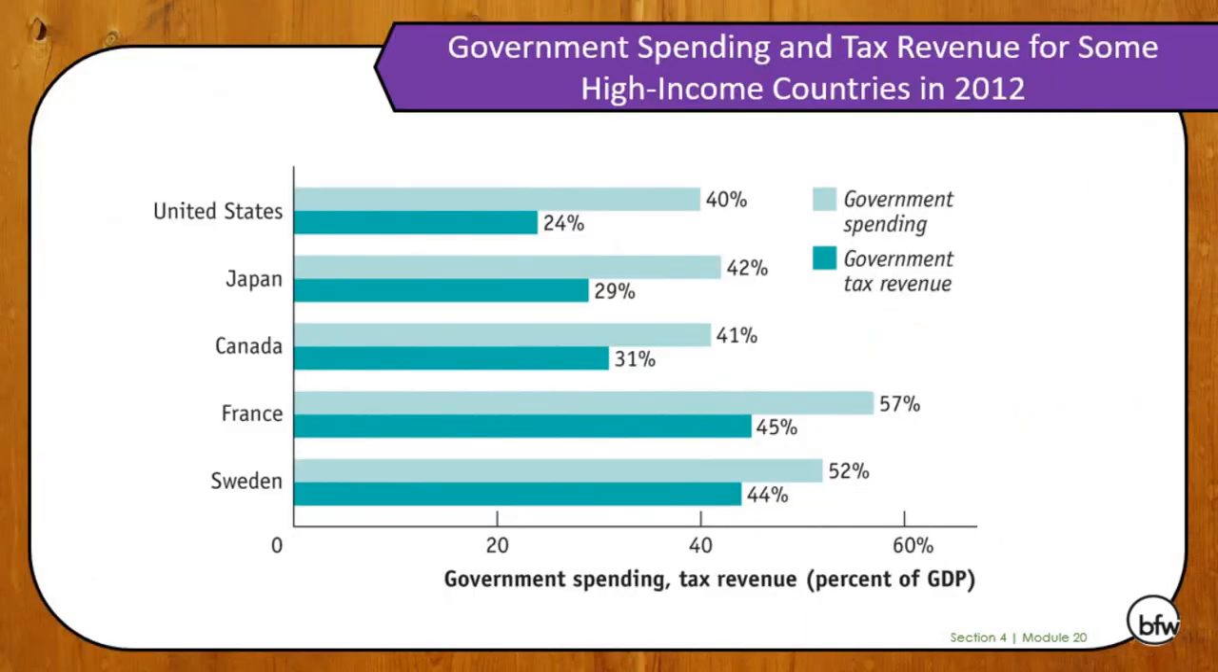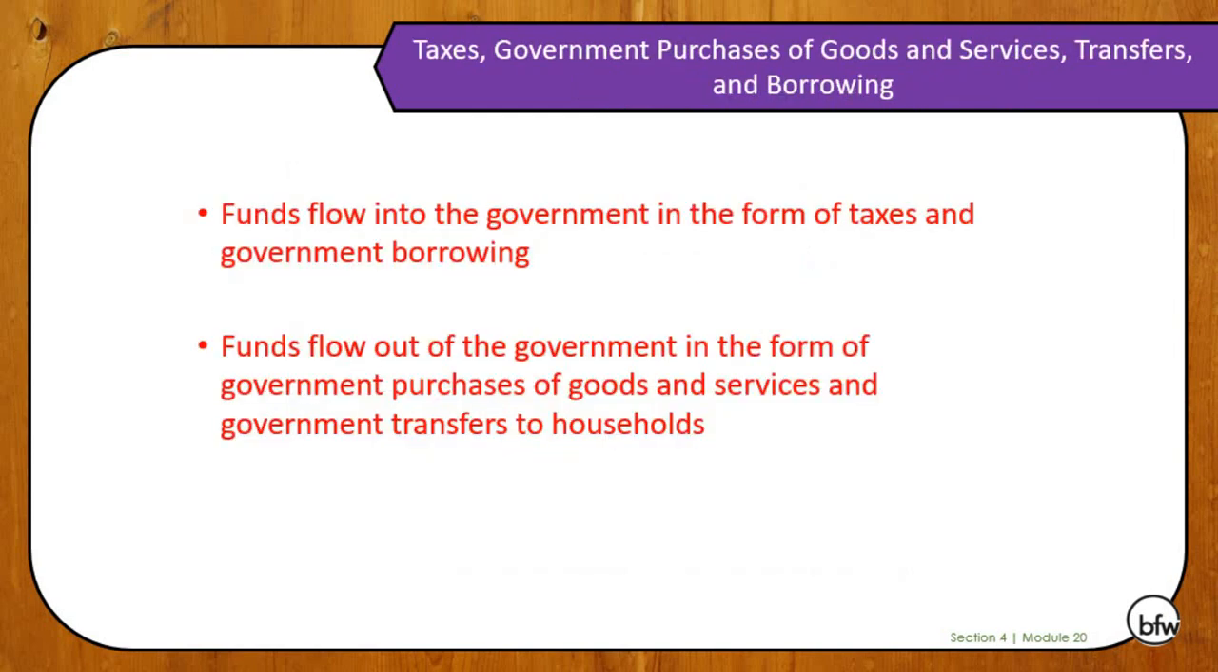Now we're going to start talking about government revenue and government spending, how the government receives and spends its money. So funds flow into the government in the form of taxes and government borrowing. Anytime there's a shortfall, we call that a deficit. We're going to go into more specific details on that in a later module, but just know that that's where the government gets money to spend.